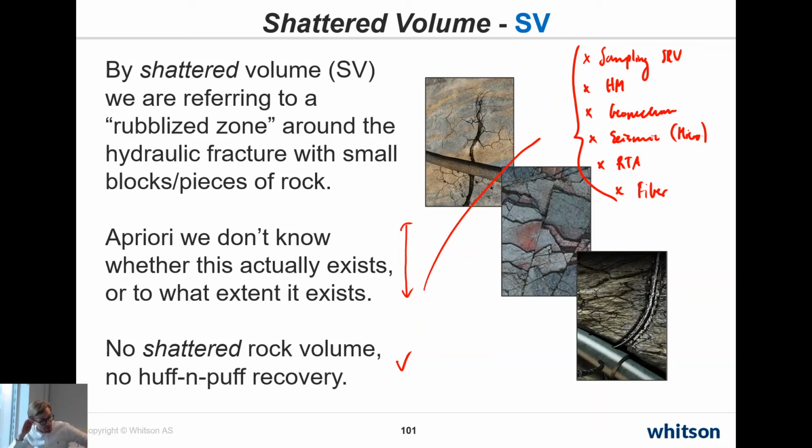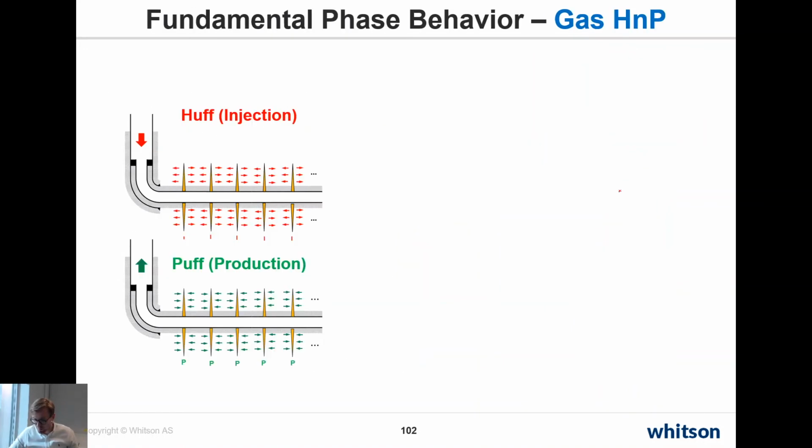Anything to add to this list, Stian, of different ways to at least maybe get an idea, order of magnitude, of how much of that reservoir volume is, call it, shattered, or at least available for mixing? No, I think you summarized it quite nicely.